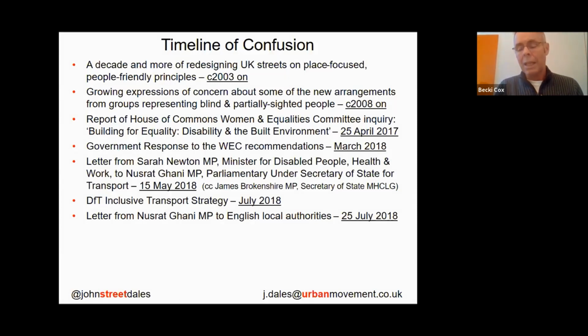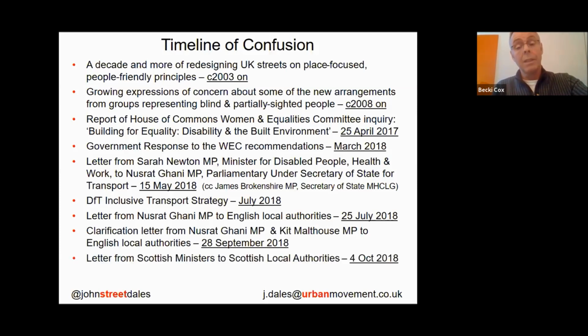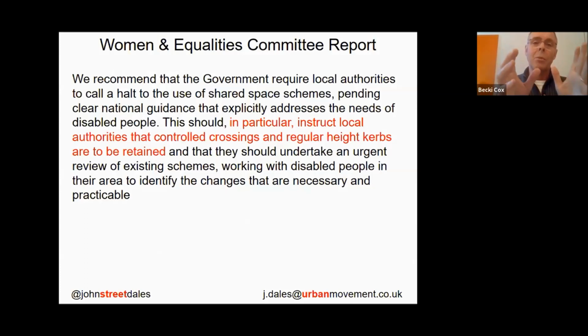Unfortunately, that wasn't clear, A, about what shared space is, but also about where it applies. And there was a lot of nervousness about whether this applies to new housing developments, when really the focus has always tended to be on high streets and stuff like that. So there was a clarification letter saying, look, it doesn't apply to new housing developments. And then Scottish ministers wrote another letter to Scottish local authorities in the light of all that, which I'll quickly touch on. The key thing for me is the WEC report says this, when it's talking about shared space: in particular, we want you to instruct local authorities that controlled crossings and regular height kerbs are to be retained.